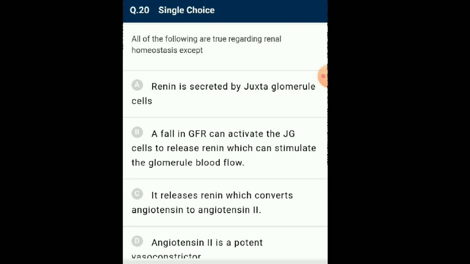Vasoconstrictor angiotensin 2 increases the glomerular blood pressure and thereby GFR. Angiotensin 2 additionally activates the adrenal cortex to release aldosterone. So the answer for this question is option C. It releases renin which converts angiotensin to angiotensin 2.